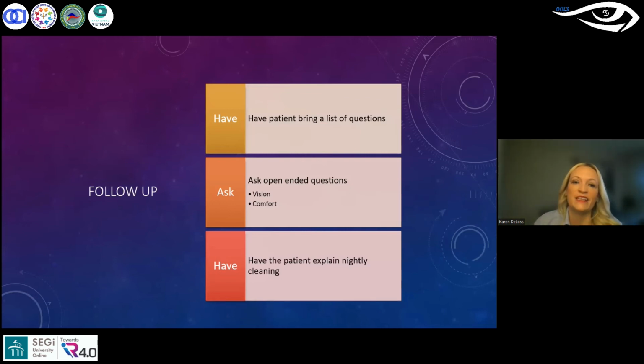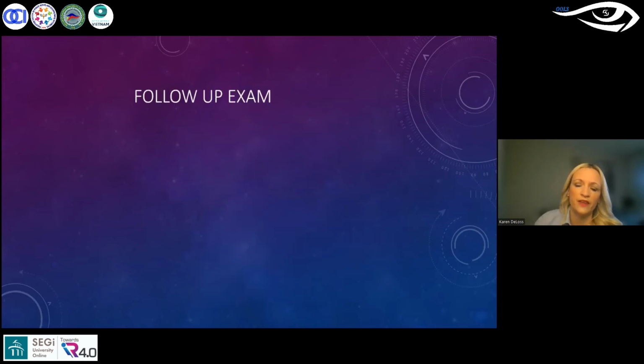Follow-up. This is a key. For patients who have left with contact lenses and you're bringing them back, whether it's 1 week after dispensing the lens or 1 year, I always have my patients bring a list of questions. Ask open-ended questions. How are things going? How's vision? How's comfort? Have that patient explain their nightly care. I've had some odd things pop up lately, so you want to make sure that you fill in the gaps and make sure that these patients are cleaning their lenses appropriately.